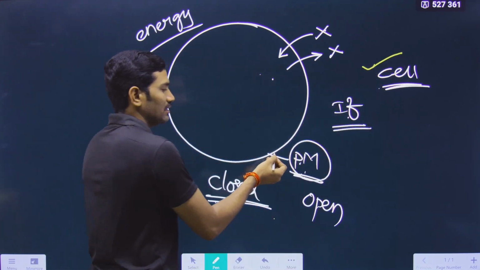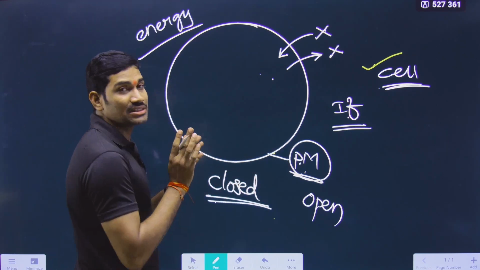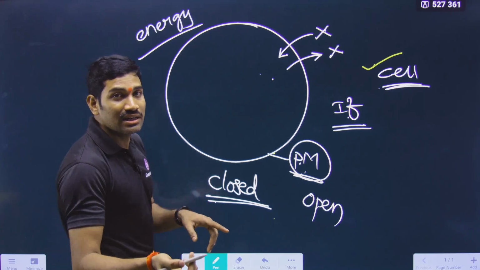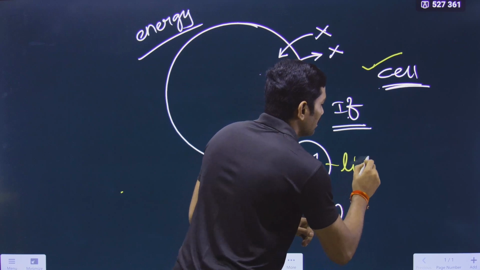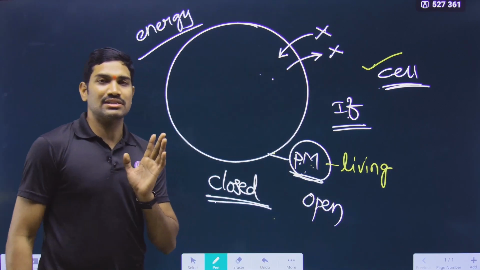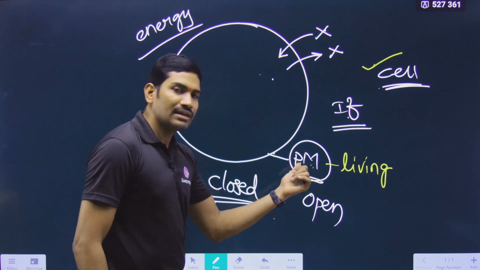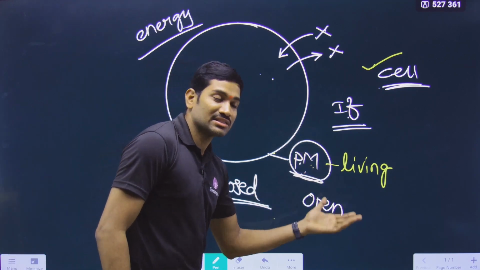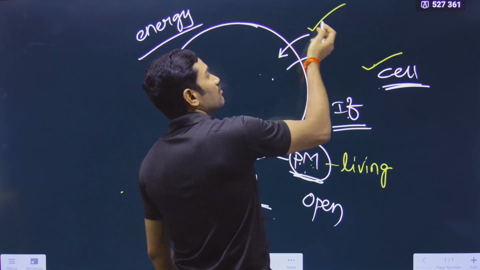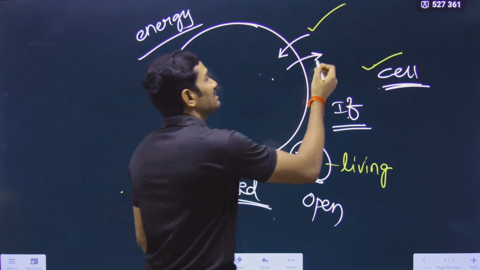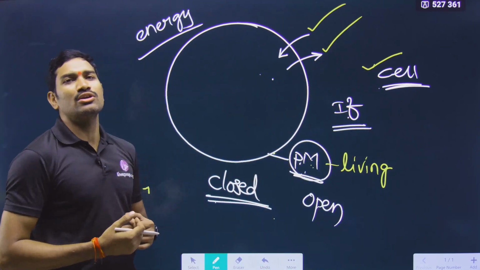In the case of the cell, please understand, the plasma membrane is considered a living structure, whereas the cell wall is considered a dead structure. This is very important. But still the cell wall allows some molecules; that we will talk about separately. The plasma membrane is a living structure, and it allows the entry of some molecules and also releases some molecules out of the cell, yes or no?